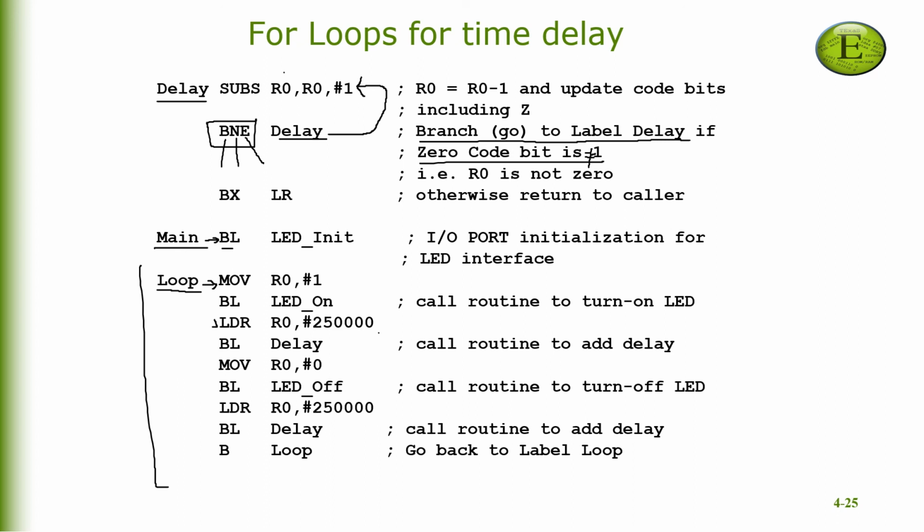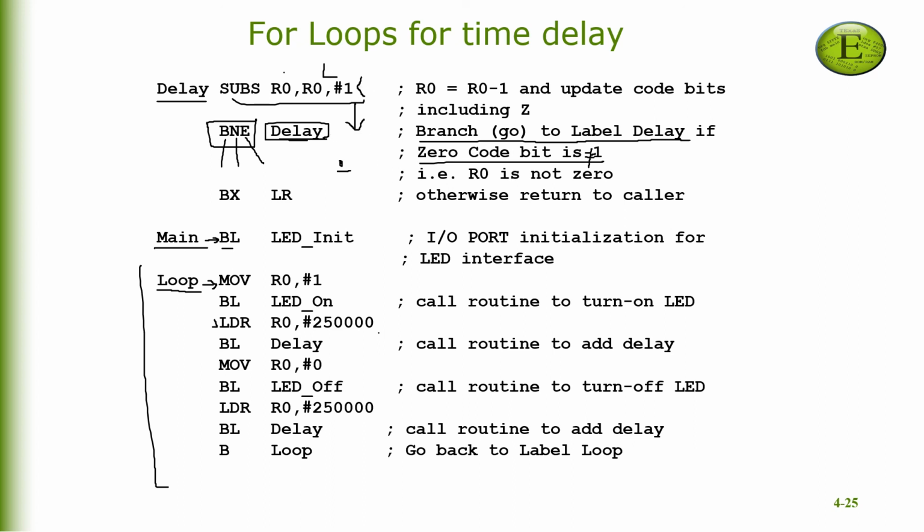Each time we execute this instruction, we come down over here and check if the Z bit is equal to 1 or not. We ask this question, and if it is not equal to 1, that is it is 0, then go back to execute the previous instruction whose label is delay. So keep on executing this instruction as long as the Z flag is not equal to 1.